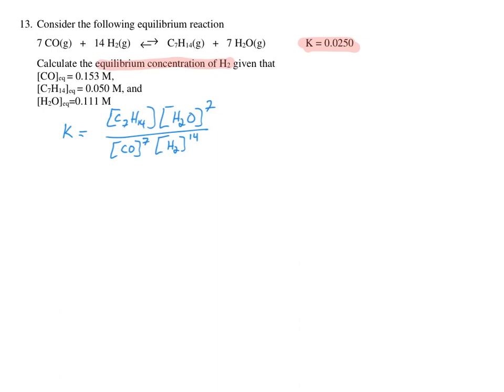So here's our equilibrium constant expression. As usual, we have the concentration of our products raised to their coefficients. So here, the H2O is a product, its coefficient is 7. So we have the equilibrium concentration of H2O raised to the 7th power. In the denominator, we have our reactants raised to their coefficients.